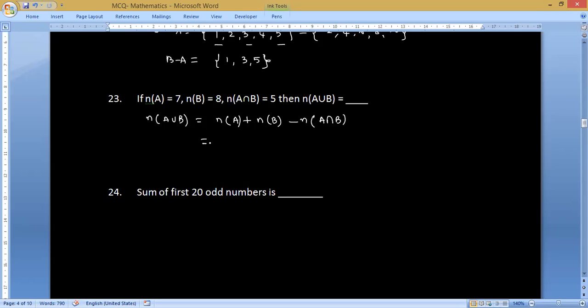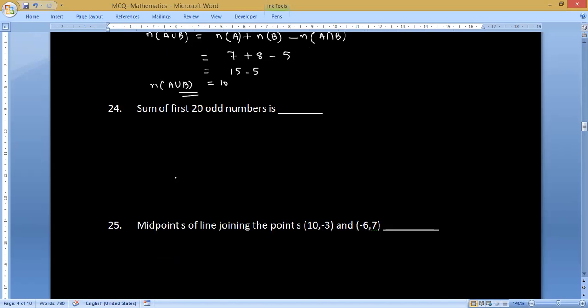So we know n of A is 7, n of B is 8, and n of A intersection B is 5. So 7 plus 8 is 15, 15 minus 5 is 10. So this is n of A union B.